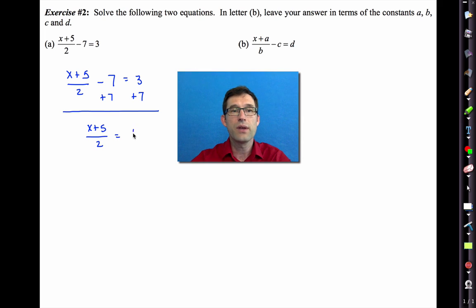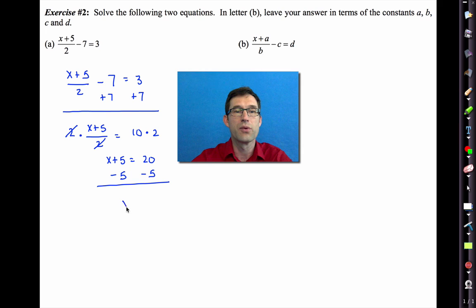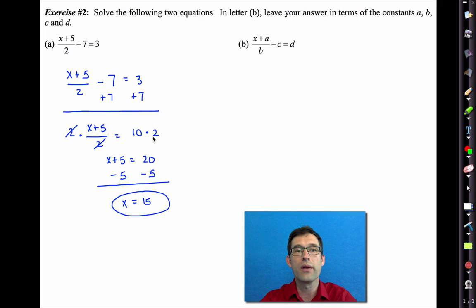3 plus 7, we can do that. That's 10. Right? Now what we need to do is undo that division by 2. So we'll use the multiplicative property of equality to multiply both sides by 2, which gives me x plus 5 equals 20. Finally, we'll employ the additive property of equality again to subtract 5 from both sides, and we'll get x equals 15.